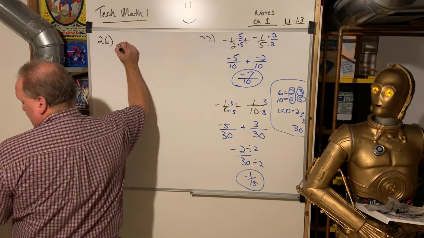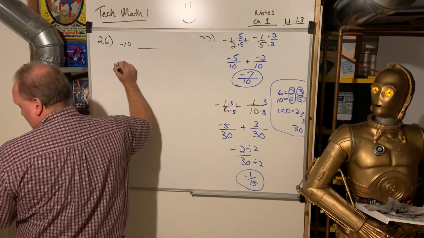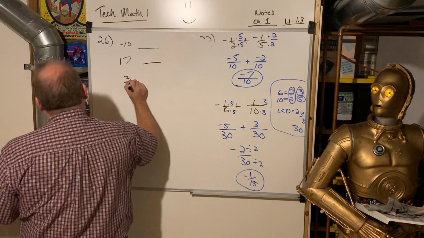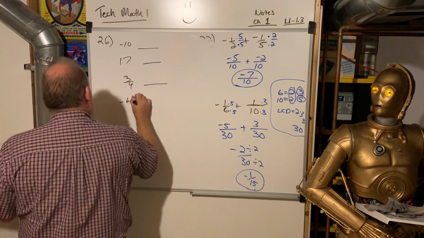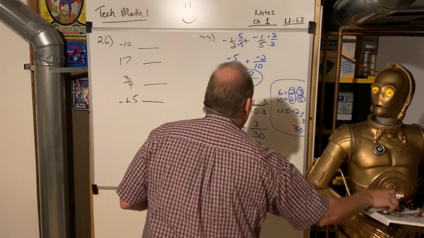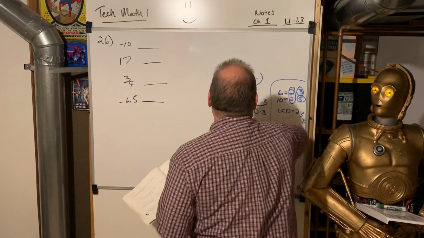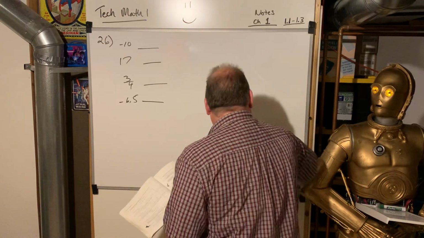26, negative 10. What do you add to negative 10 to make it go away? What do you add to 17 to make it go away? What do you add to 3/4 to make it go away? What do you add to negative 6.5 to make it go away? So those are additive inverses, meaning what would I have to add to that number to make it poof, turn to 0?